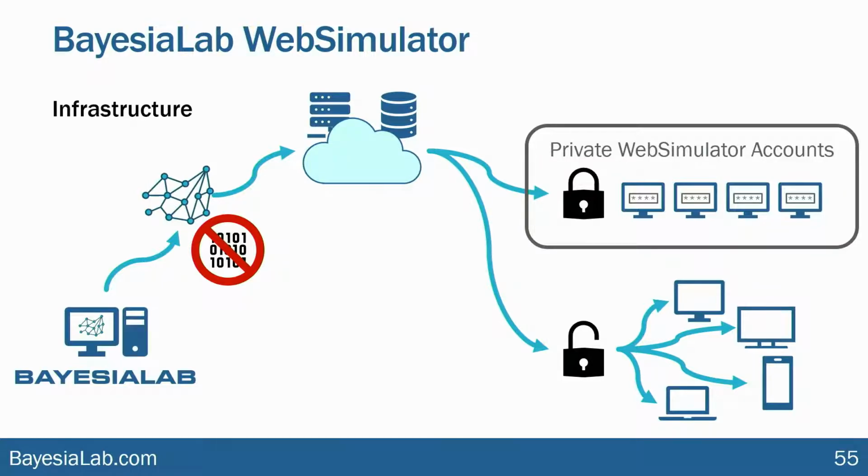So you can build a model locally on your desktop, send it up to the BayesiaLab web simulator server, and please note here, you're only sharing the model, not the data, so your data always remains local. And then once it's on the web simulator server, you can determine whether it's something you want to make publicly available or just privately available to a select user group.